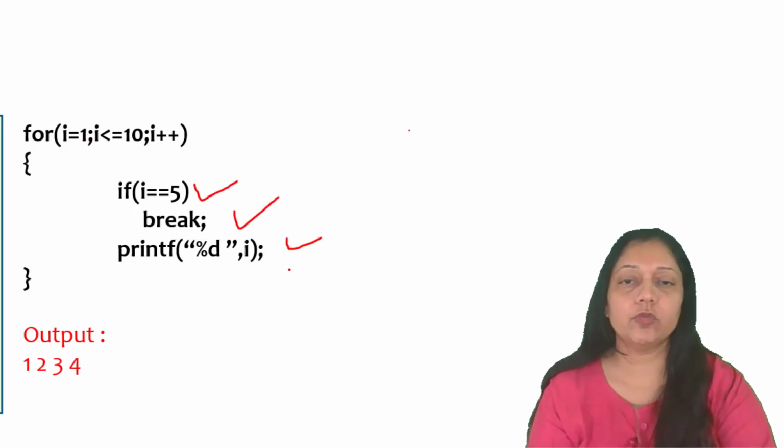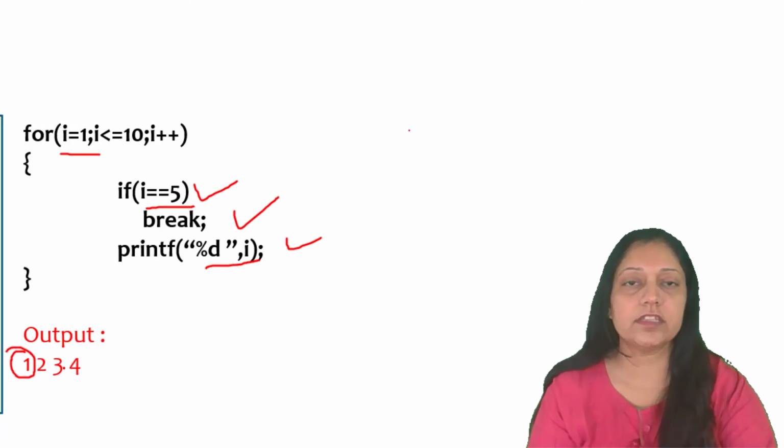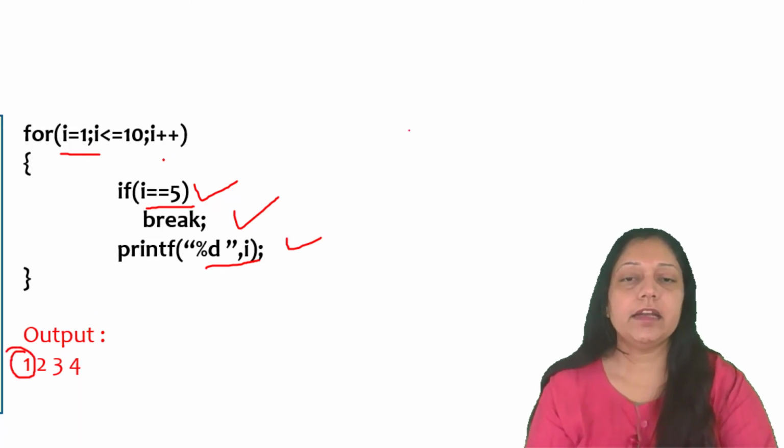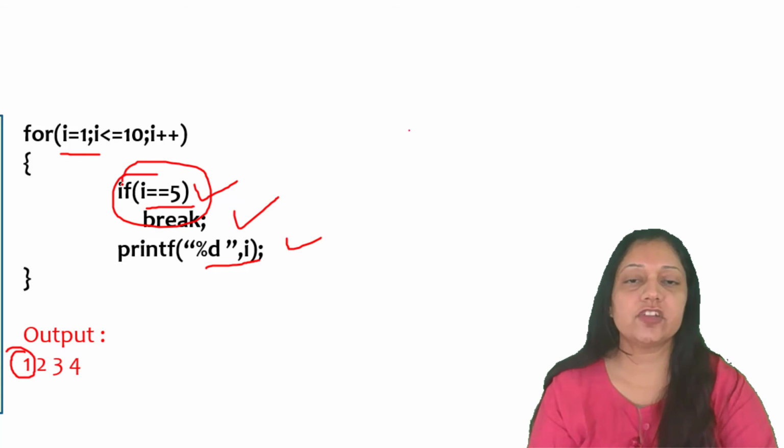Let's see what would be the output of this particular program. So initially i is equal to 1. This condition is false, so break will not be executed and I'll display the value of i, that is 1 is displayed onto the screen. Again increment the value of i, that is 2. The 2 equal to 5 condition is false. This condition is false, so break is again not executed and display the value of i, so 2.